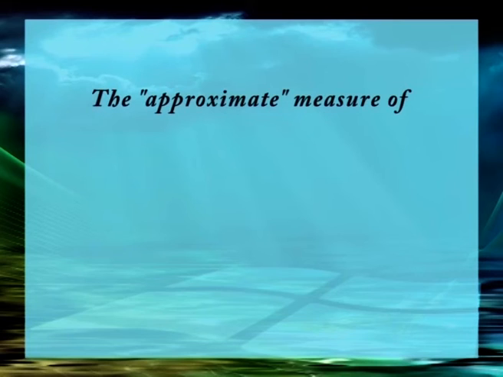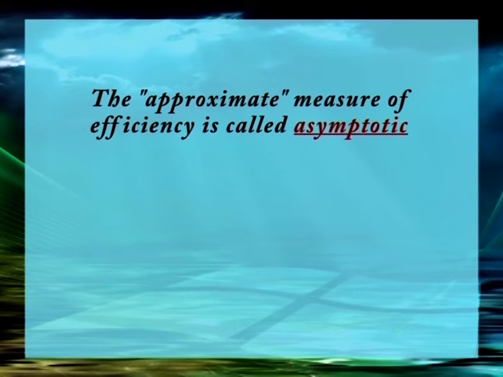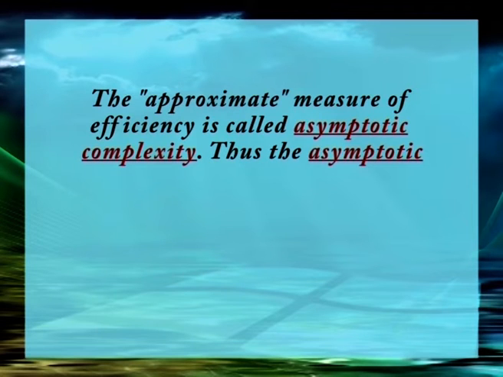So, what we do is that we approximate f(n) by a function g(n) in such a way that it does not substantially change the magnitude of f(n). The function g(n) is sufficiently close to f(n) for large values of the input size n. The approximate measure of efficiency is called asymptotic complexity.